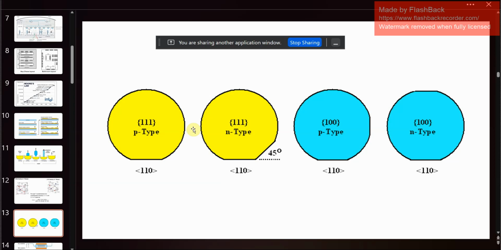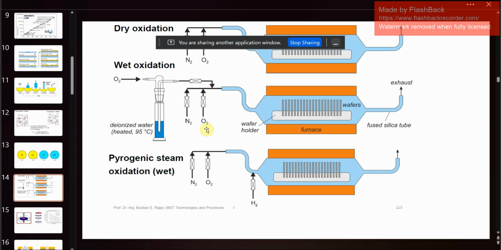If only one side is flat at the bottom, it is a p-type 111 wafer. If it has a flat bottom as well as a flat at 45 degrees, it is an n-type 111. If it has a flat bottom as well as a flat surface at 3 o'clock, it is p-type 100. If it has a flat bottom and a flat top, meaning at 6 and at 12 o'clock it is flat, it is an n-type 100.